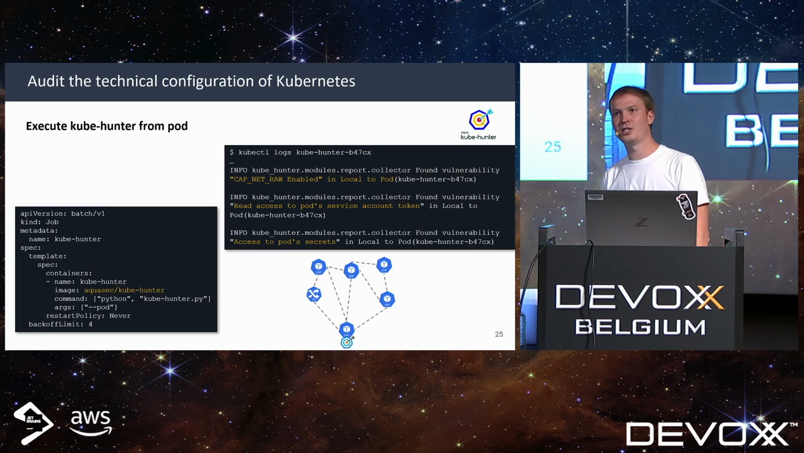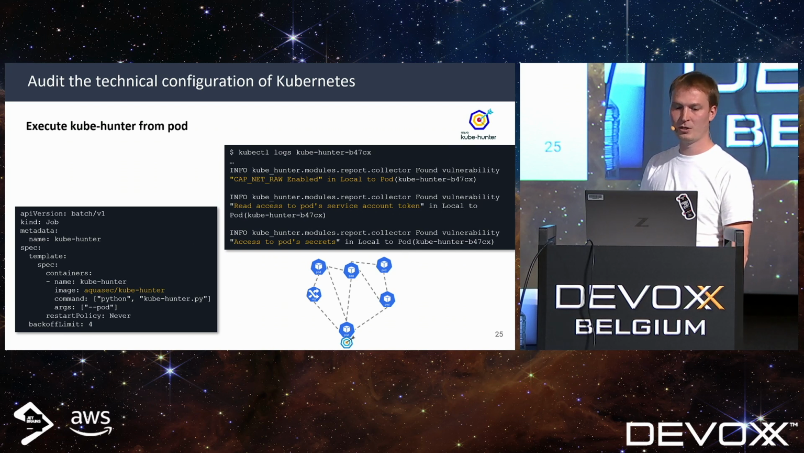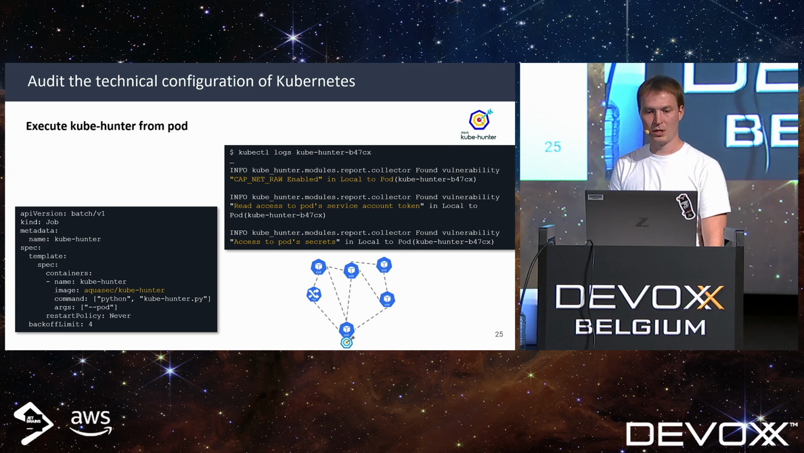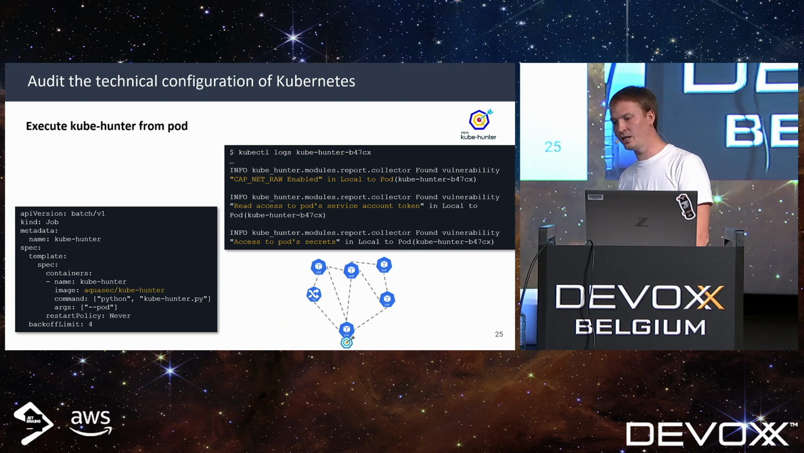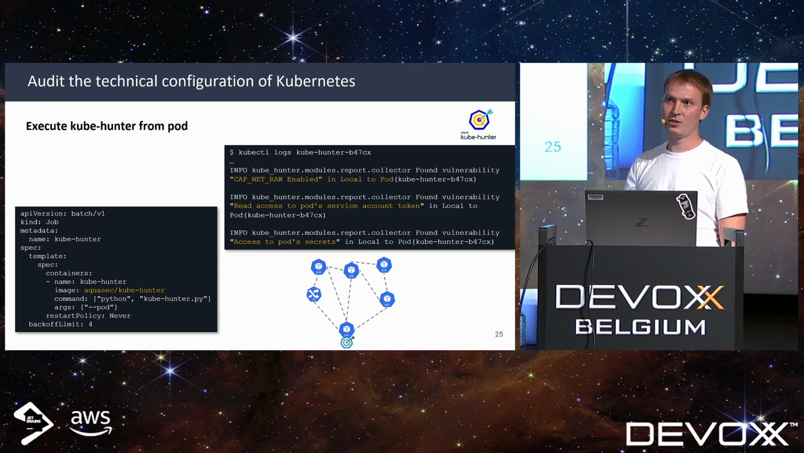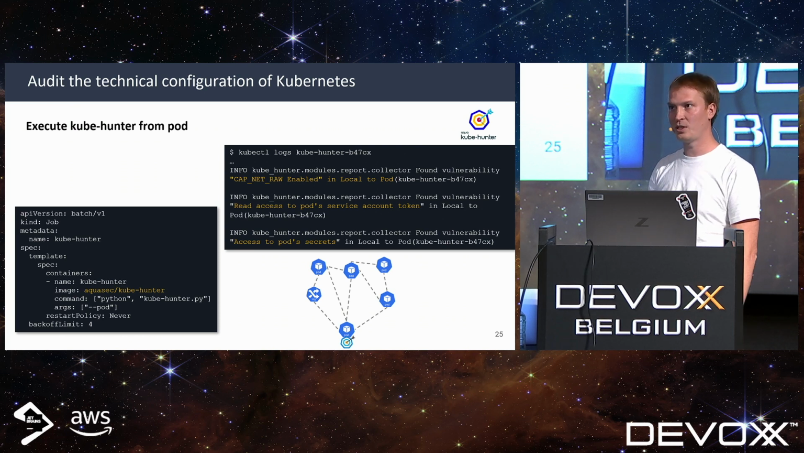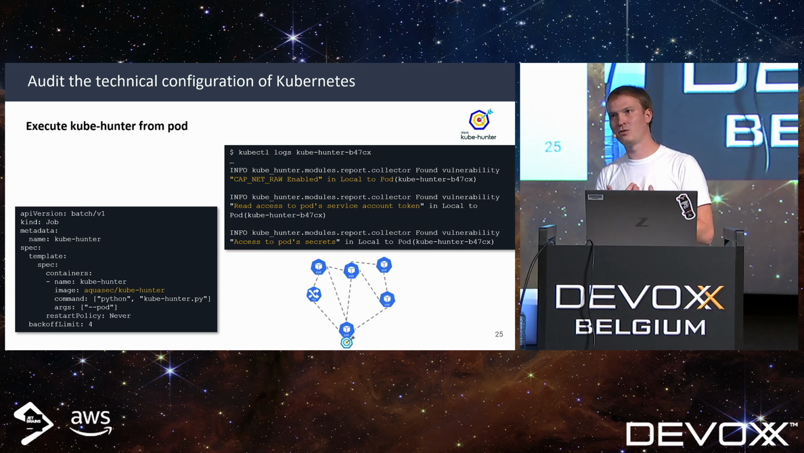And the last option is to run it on a pod. So we define a job with a Kubehunter image and with the pod option. And on the right, we can see the log of this pod. Here we have the CAP_NET_RAW capability enabled. This is used in general to make man-in-the-middle attacks, so if you don't need it, just disable it. And for the rest, it tells you that you have access to secrets, but maybe it's legit. It depends on your needs. You have to know if it's legit or not.